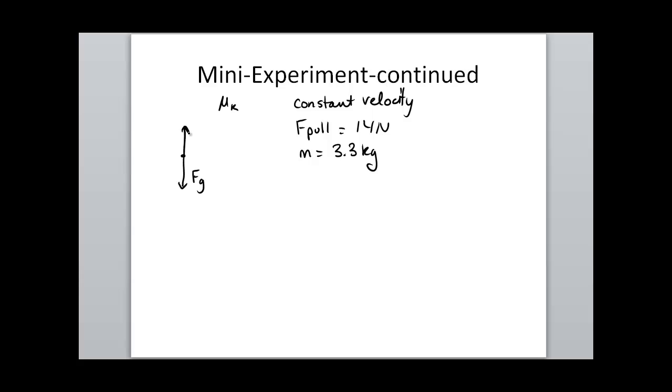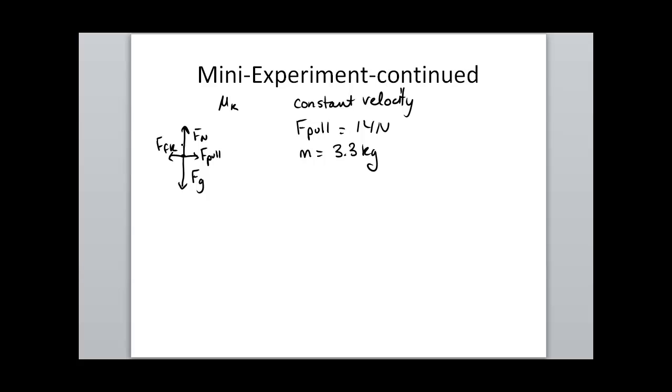Alright, so let's go ahead and solve for the coefficient of kinetic friction. Let's begin by writing down the information that we know. We know it's moving at a constant velocity, and we pulled with a force of about 14 newtons when we were pulling at this constant velocity. We also know that the mass of the object is 3.3 kilograms, and we can go ahead and draw our free body diagram. We have the force of gravity down, normal force up, our force of the pull to the right, and the force of kinetic friction to the left.